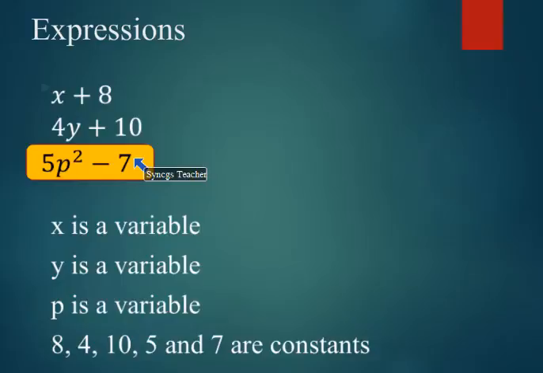Here the value of p in an expression can be anything. It can be 1, 2, 5, 10, 100, 0.5, etc. That means it can take any value. You should note that the value of an expression 5p square minus 7, for example, changes with value chosen for the variable p it contains. So as p takes different values, the expression 5p square minus 7 also changes.